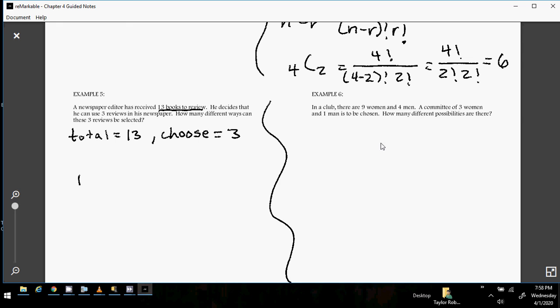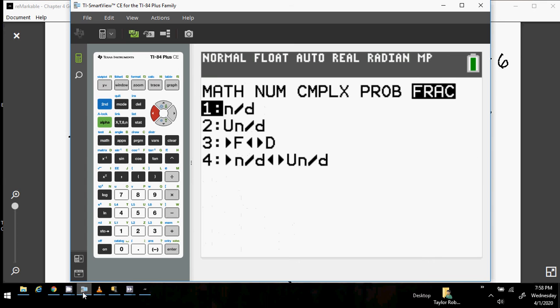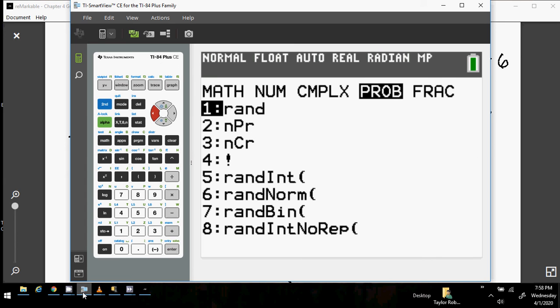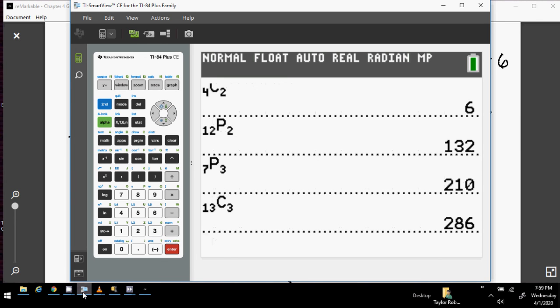So we're going to do 13C3. So this will be 13 factorial, then we're going to have 13 minus 3 factorial and 3 factorial. And I'm just going to plug that into my calculator. So I'm going to go back to my calculator, and I'm going to do math left, and we're doing a combination, so that's number 3, 13C3. And there's my answer, 286 possible combinations. Hopefully that makes it a little bit easier for you.